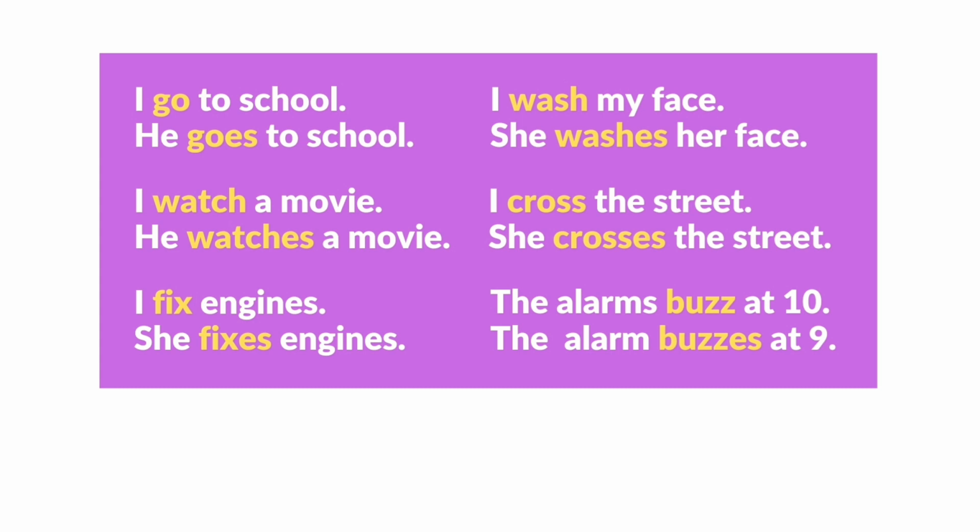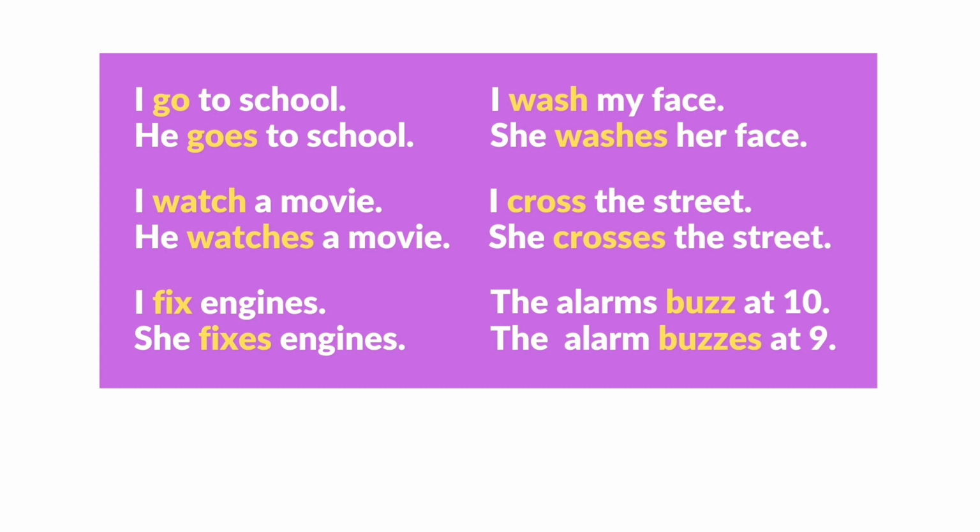One more example. I cross the street. She crosses the street. The subject is she. The verb ends in SS. We add ES to the end. The alarms buzz at 10. The alarm buzzes at 9. The verb ends in Z. The alarm is it. We add ES to the end of the verb, buzzes.